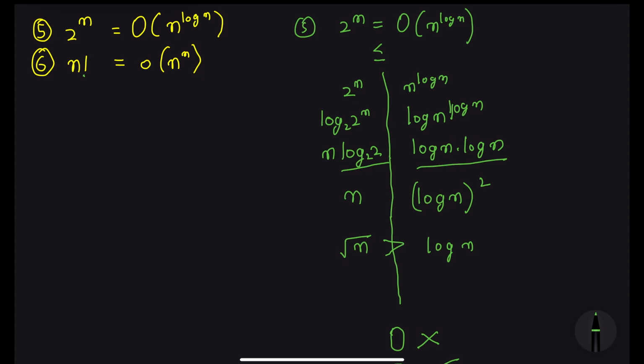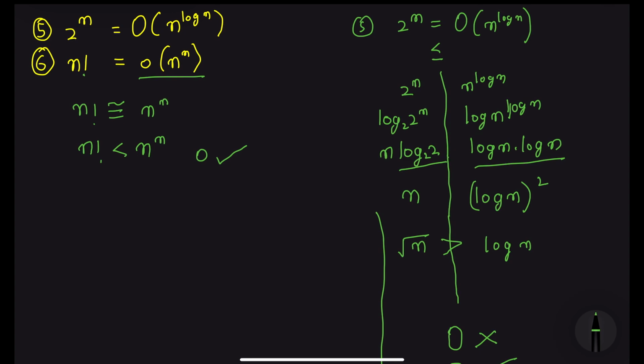Let's see the sixth question. So we have n factorial, and they are saying n factorial is small o of n raised to the power n. So in our complexity classes we have seen n factorial is nearly equal to n raised to the power n. So it is not equal, but it is nearly equal. So we can say n factorial is smaller than n raised to the power n. So here this will be small o.